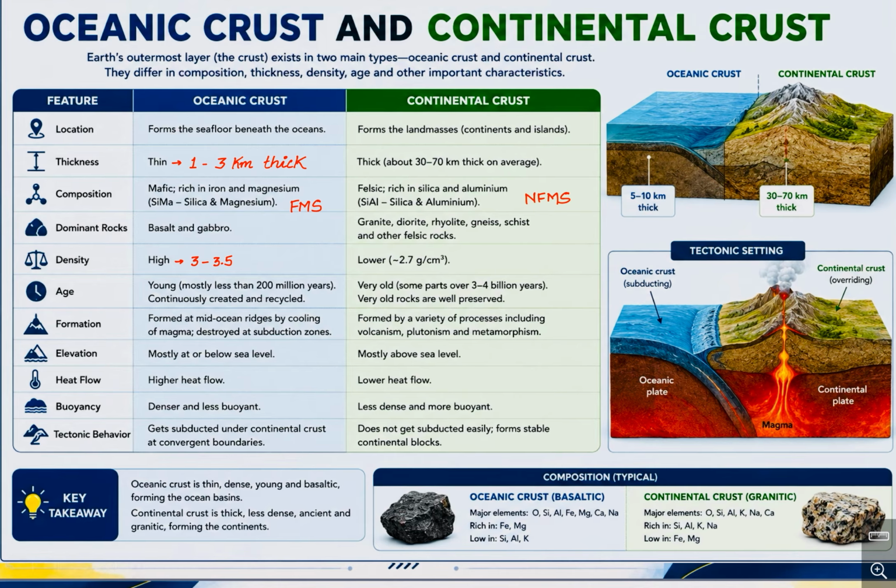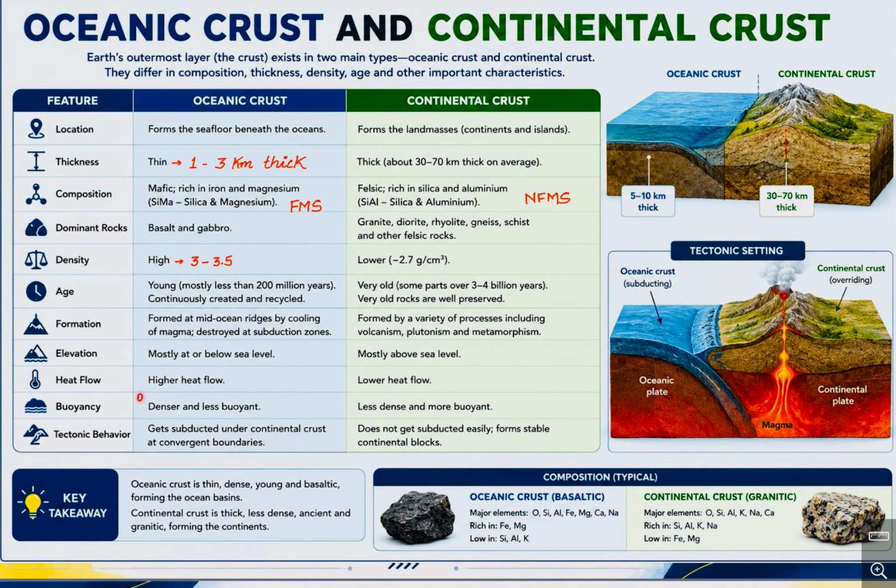So we have seen the age, we have seen the formation, elevation. The oceanic crust is mostly at or below sea level. Continental will be above the sea level. Heat flow, there is a higher heat flow. I just showed that in the diagram, because it is the convection current, the rising magma, these are more in contact with it, so here there is higher heat flow. Here it is a lower heat flow.